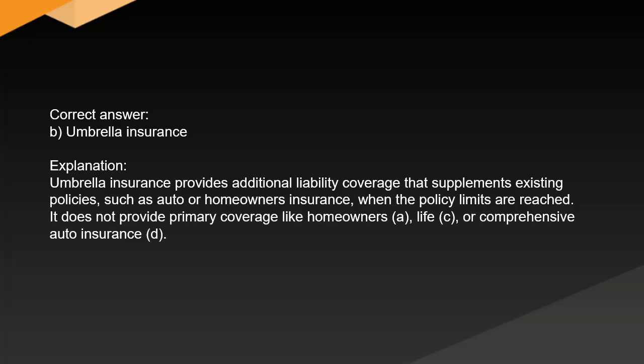Explanation. Umbrella insurance provides additional liability coverage that supplements existing policies such as auto or homeowners insurance when the policy limits are reached. It does not provide primary coverage like homeowners, A, life, C, or comprehensive auto insurance, D.